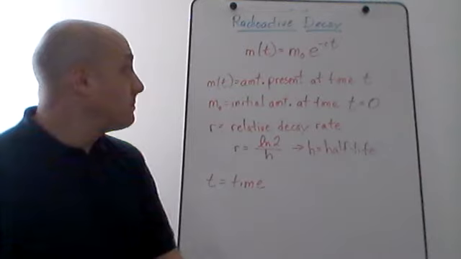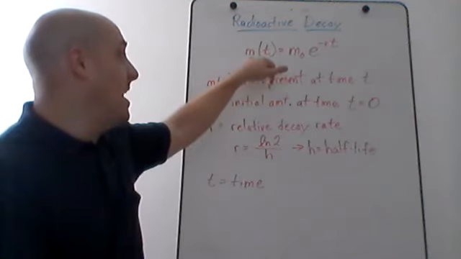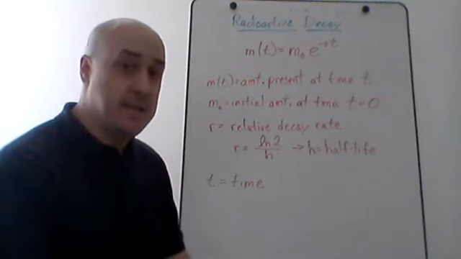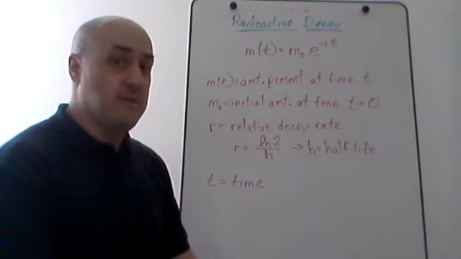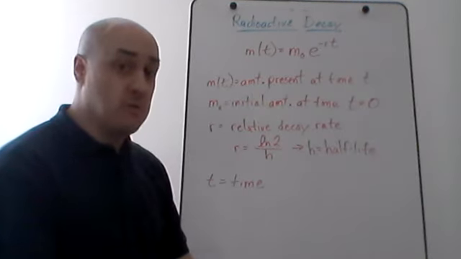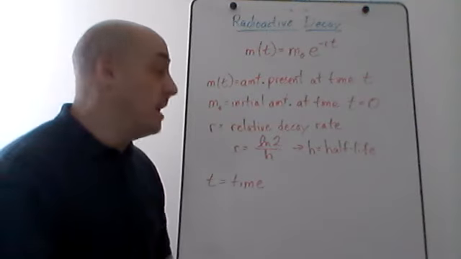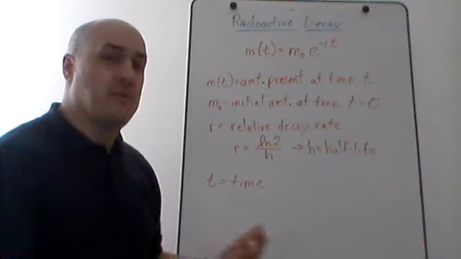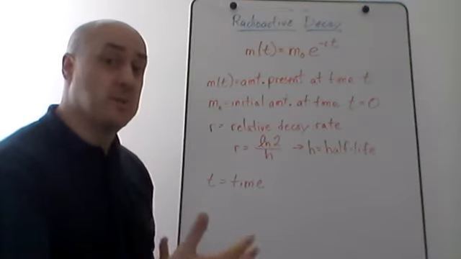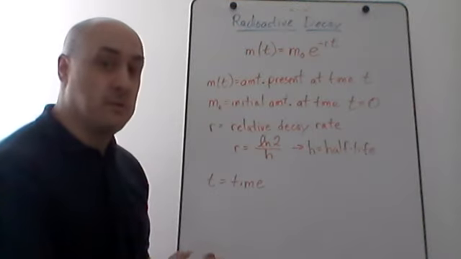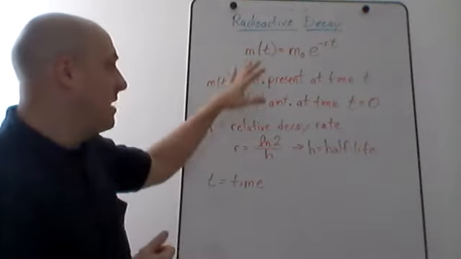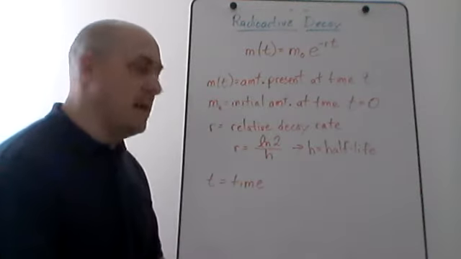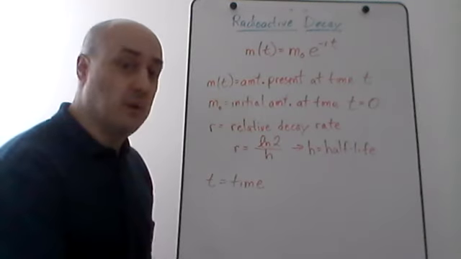All right, so the formula for radioactive decay: M of t is equal to m sub 0 e to the negative rt. And again, if you saw the video on exponential growth, that should look pretty familiar, right? And if you didn't see that video, you should check it out because it's another application of exponential functions, using it for exponential growth and population growth. First, let me tell you what all this stuff represents, and then I'll explain what radioactive decay is really all about.